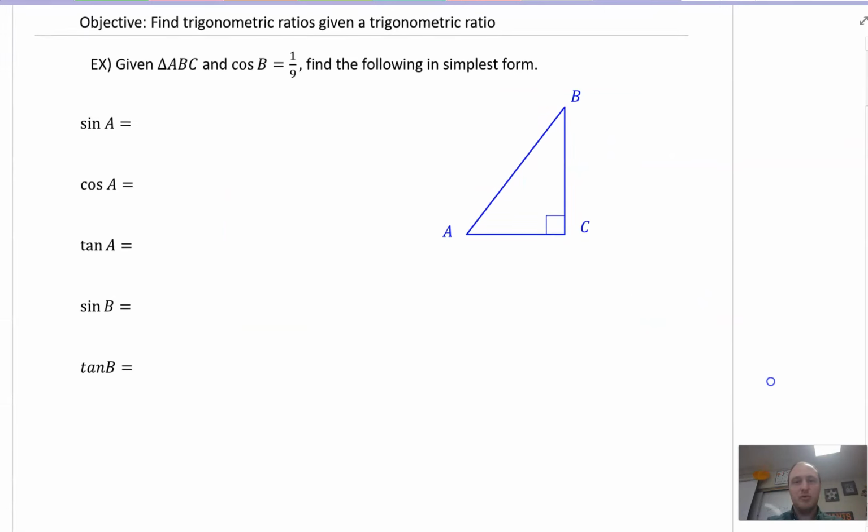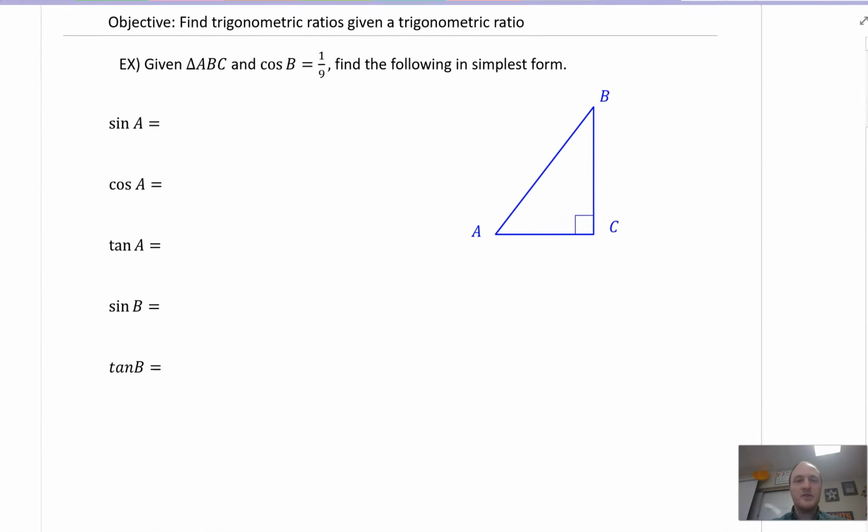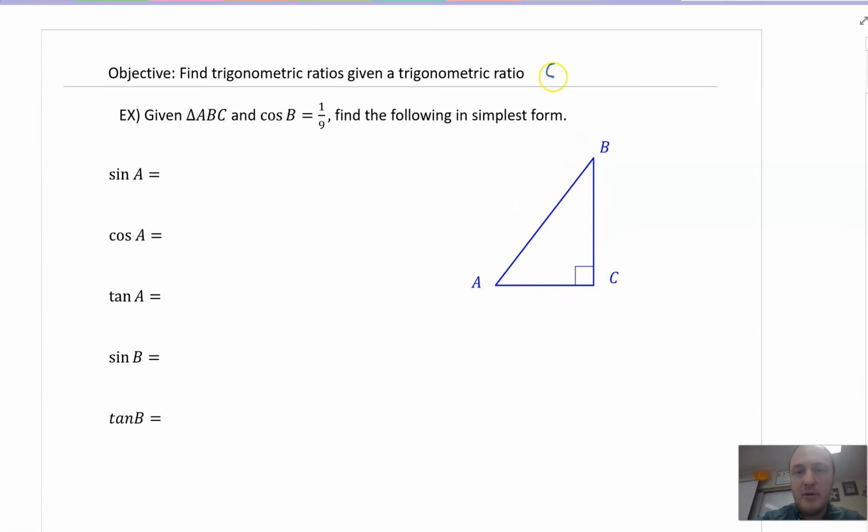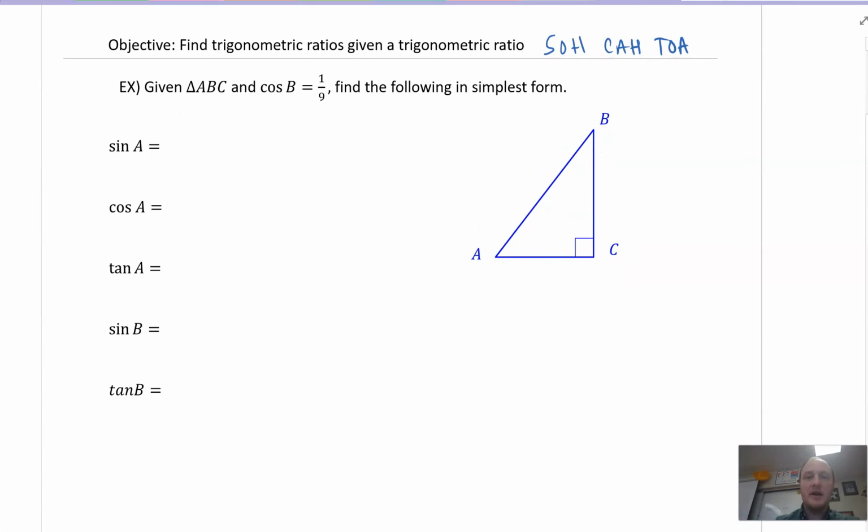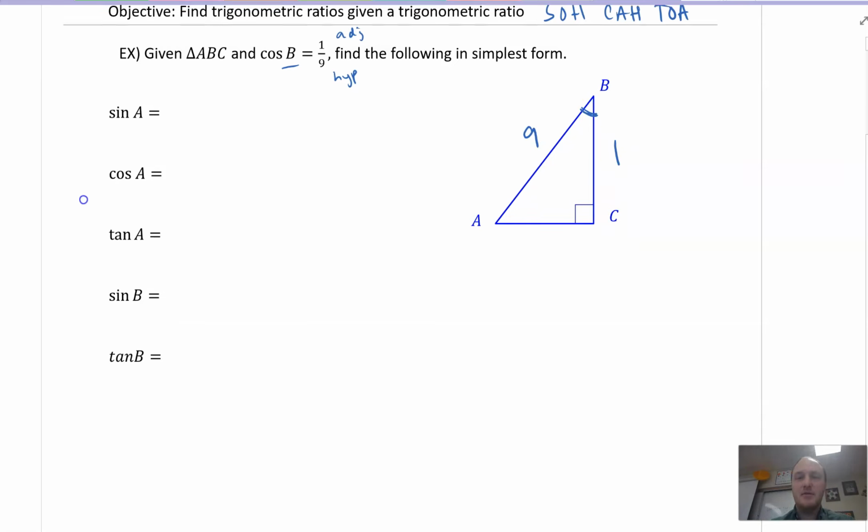Next example. I have cosine of B is 1/9. Again, I'm going to write up here SOHCAHTOA. I know that cosine is adjacent over hypotenuse. I'm angle B, which is here. So I know that adjacent is 1 and hypotenuse is 9. I need to solve for this missing side. So step 1, find the missing side.